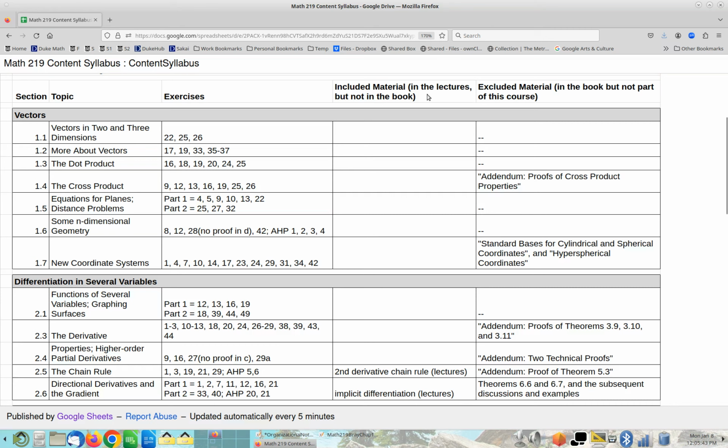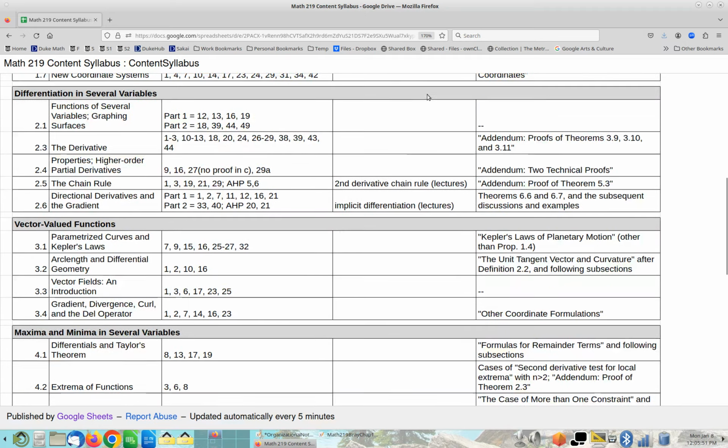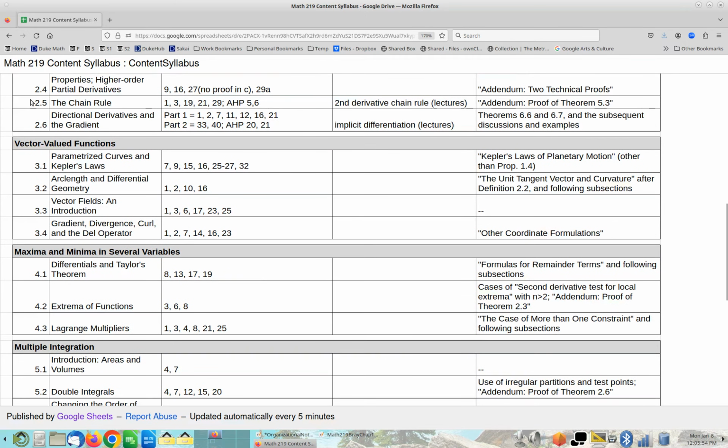So this is stuff where the book, rather than doing too much, there are topics where I feel like the book doesn't do really enough. For example, when we get to the chain rule, Section 2.5, there is an application of how to use the chain rule to talk about second derivatives. And it's confusing and important. And so I feel like this is an important topic to be included in the course, and the book doesn't talk about it. So that's why I have this in the included material column.